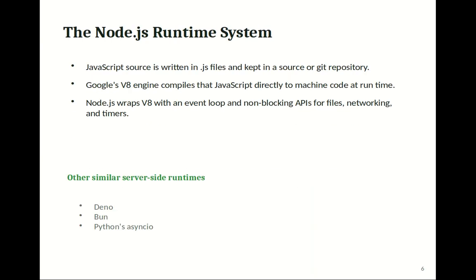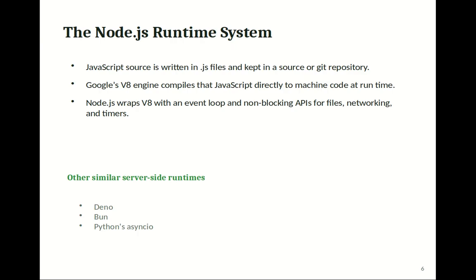The Node.js runtime system. JavaScript source is written in .js files and kept in a source or Git repository. Google's V8 engine compiles that JavaScript directly to machine code at runtime. Node.js wraps V8 with an event loop and non-blocking APIs for files, networking, and timers.